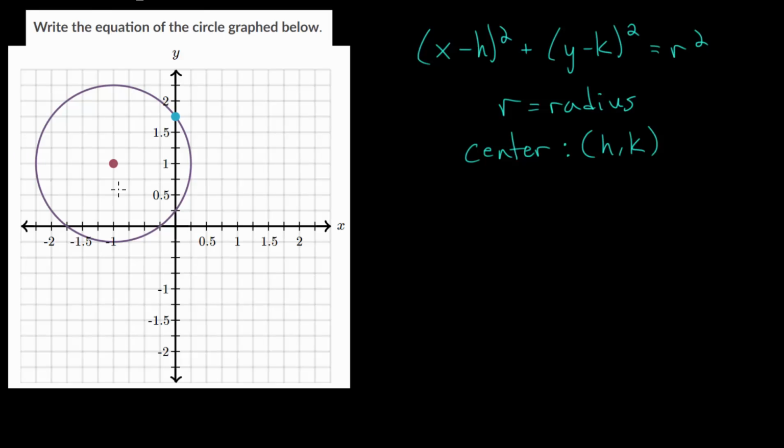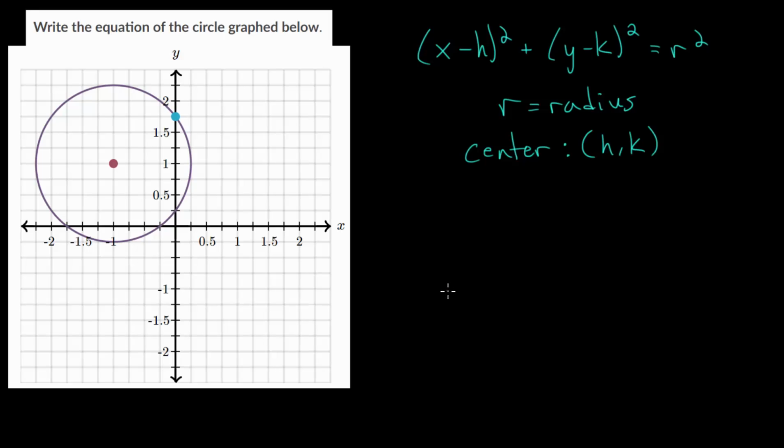So let's look at a couple more examples where we need to write the equation of the circle from the graph below. And we know the standard equation for a circle, which I've written right here, x minus h squared plus y minus k squared is equal to the radius squared, where the center is h comma k. So if we can figure out the center and the radius, then we can just plug those values in and simplify this equation.